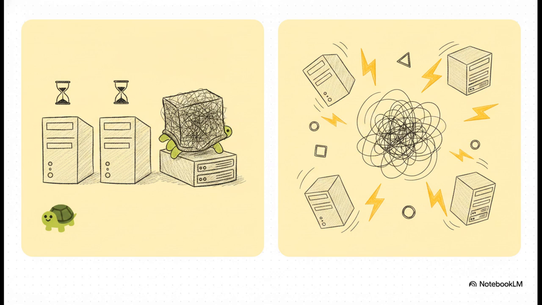Because when workers update the server asynchronously, you get what we call stale gradients. Basically, that means workers are doing complex math based on outdated versions of the model. This introduces severe noise that can literally cause the entire neural network to diverge into a totally chaotic, unusable mess.